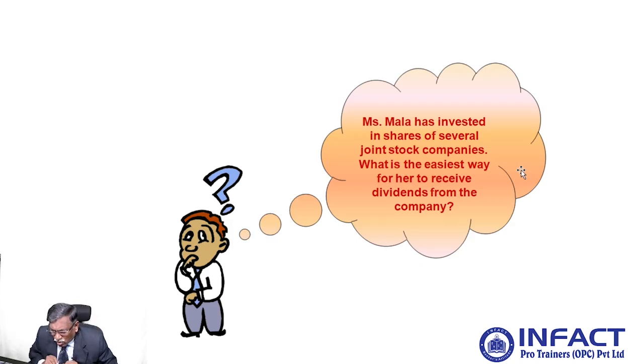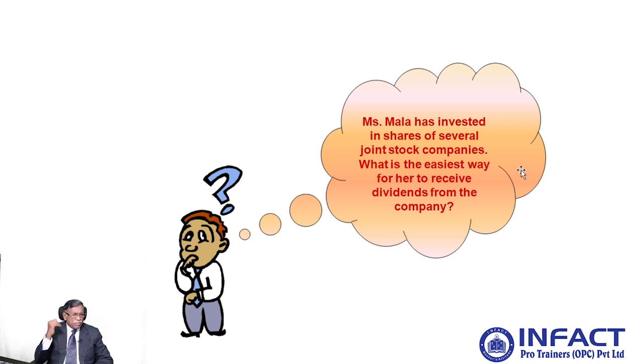Now let's go to an example. See, Mala has invested in shares of several joint stock companies. So you heard about investment. One can save his money and invest in a bank. He can invest in a company as a fixed deposit. He can buy shares from companies. He can invest in debentures. So there are various avenues available for an individual to invest.